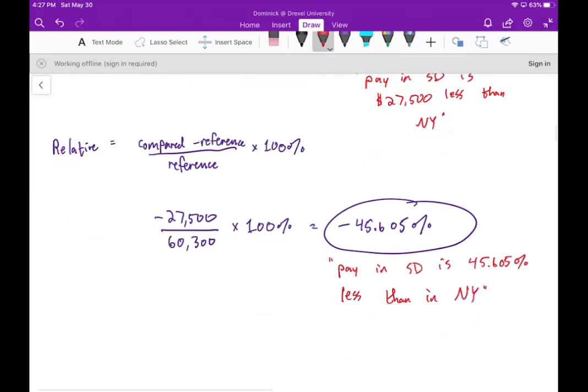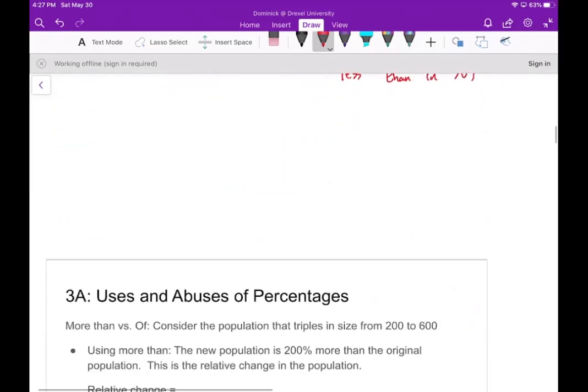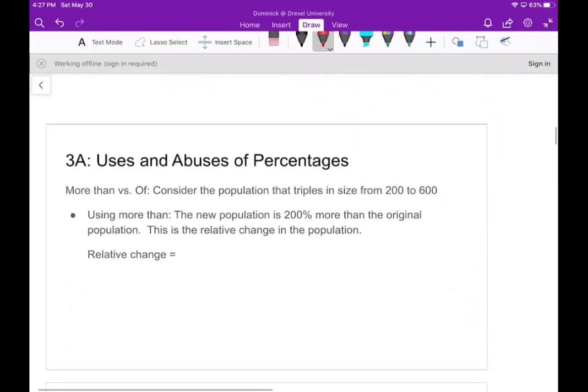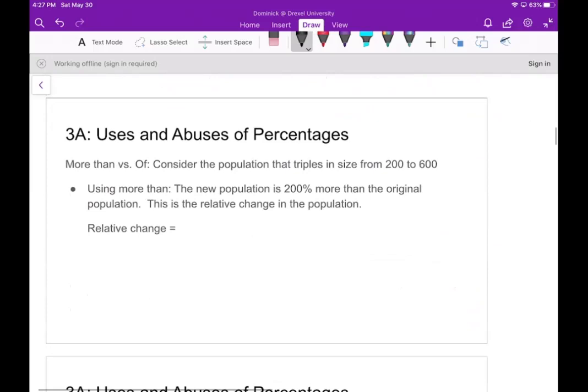And that's sort of the way that we can interpret that one. Okay. So the next thing that I want to comment on is the difference between when we use the phrase "more than" and the phrase "of."